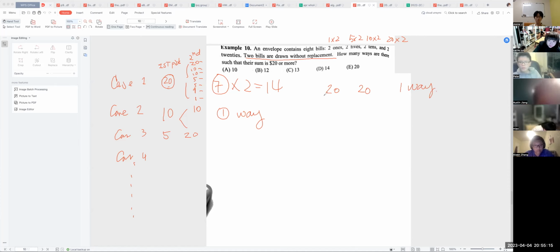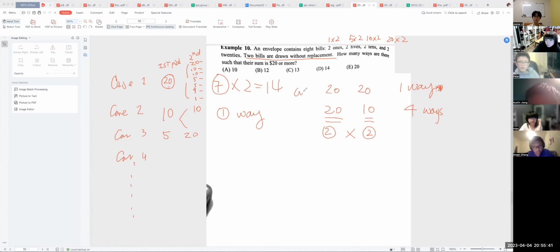Okay, so if I have a 20 and a 10, there are actually 4 ways, because this 20 has 2 options and this 10 has 2 options. Can we do that, everybody? Sorry, one way. Because there are 2 20s and there are 2 10s, so I can do 2 times 2 equals 4 ways. Can we do that, Austin?